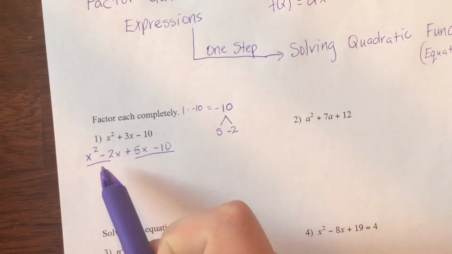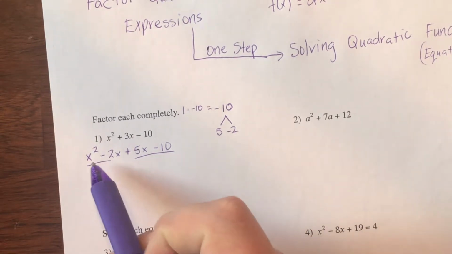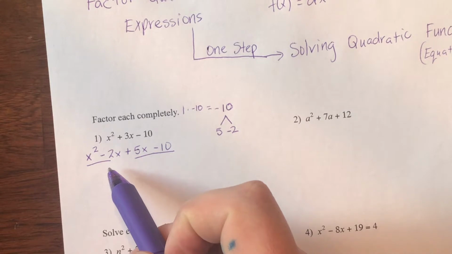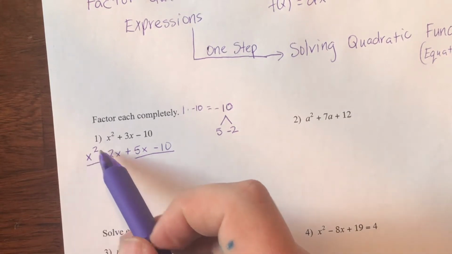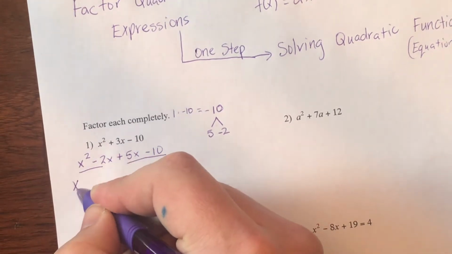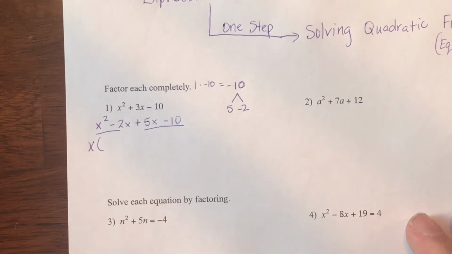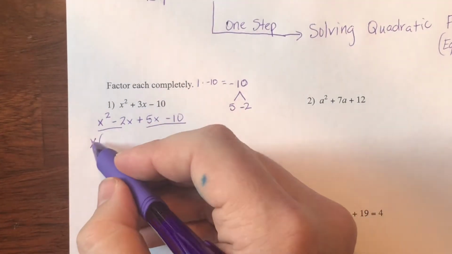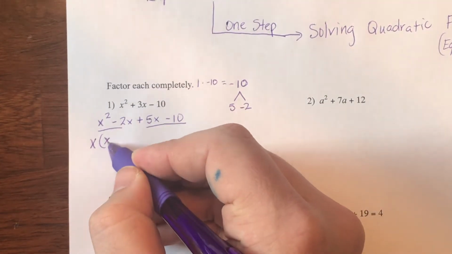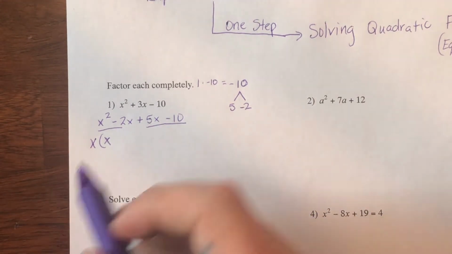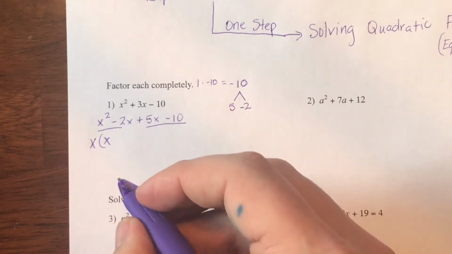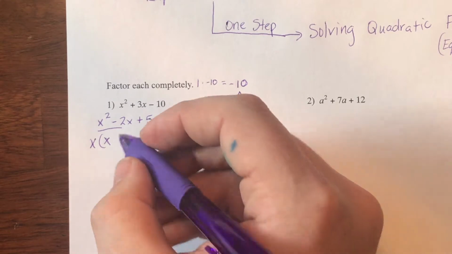What can I factor out of x squared minus 2x? There's a 1 and 2, so I can't factor anything out there besides a 1. But I have x squared and x, so I can factor out an x. If I pull an x out of x squared, I'm left with x. If I pull an x out of negative 2x, I'm left with negative 2.